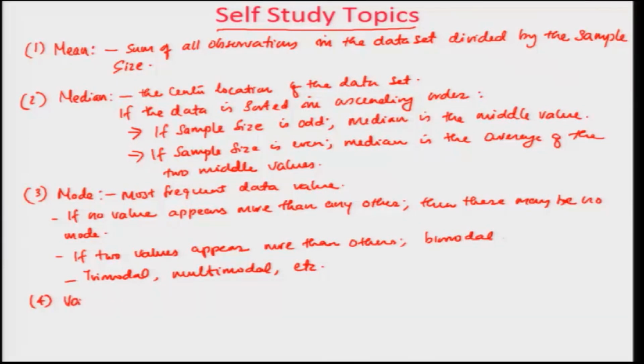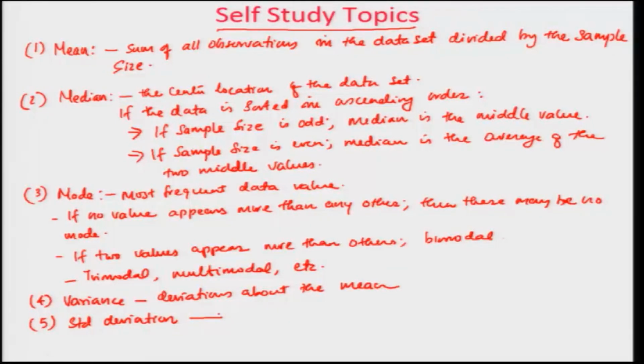Then you have what is called variance. That is about the deviations about the mean; you have to study that. Fifth will be standard deviation. It measures deviations in the same units as the data values, whereas for variance you can think of it as squared units of the data.